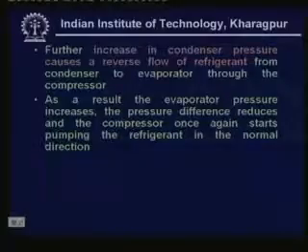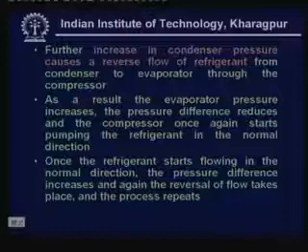Once it reduces, the centrifugal compressor can now again pump in the normal direction. So pumping starts to take place again in the normal direction, and again refrigerant flows from the evaporator to the condenser. Once refrigerant starts flowing from the evaporator to condenser, again the evaporator pressure drops, and again the pressure difference increases. Once the pressure difference increases, again the compressor will find it difficult to pump in the normal direction. Reversal of flow takes place, and again this cycle continues. This phenomenon is known as surging, right?